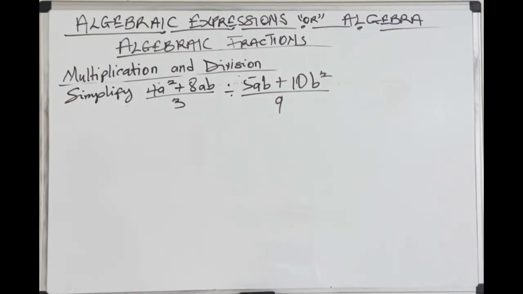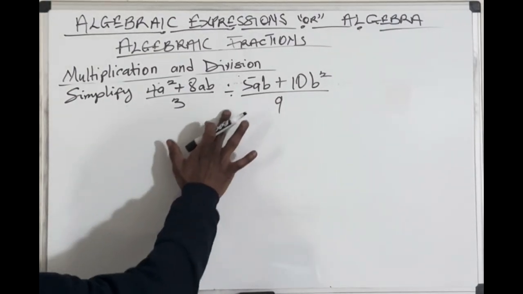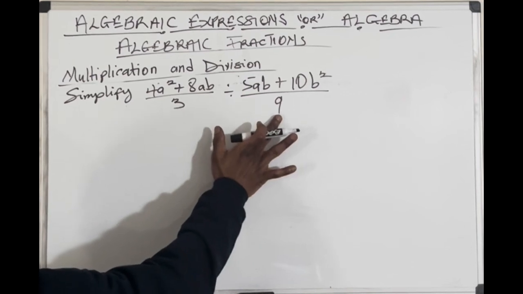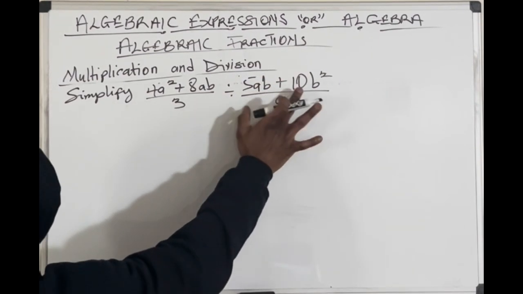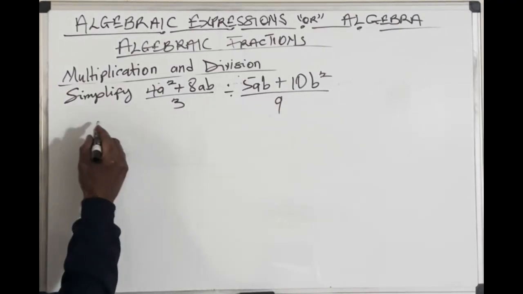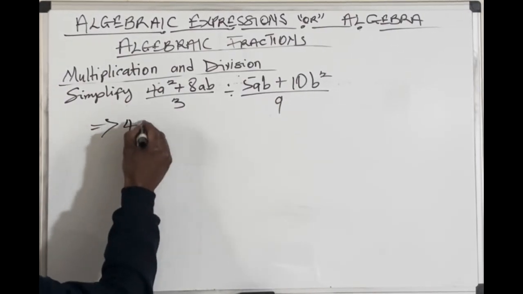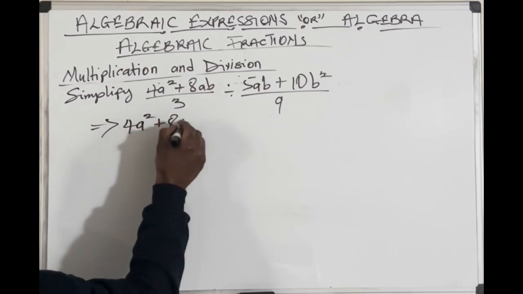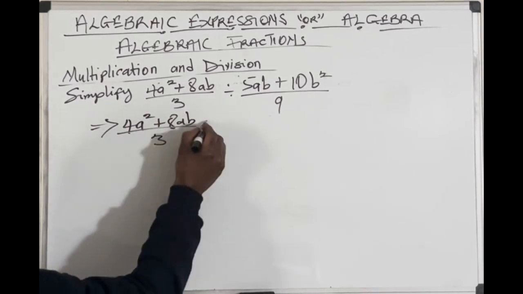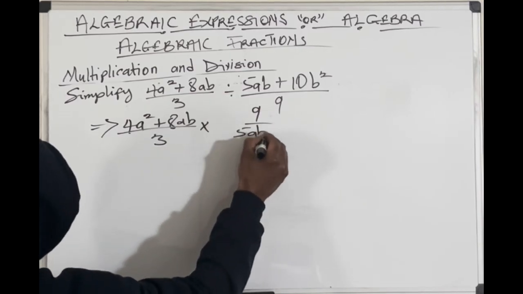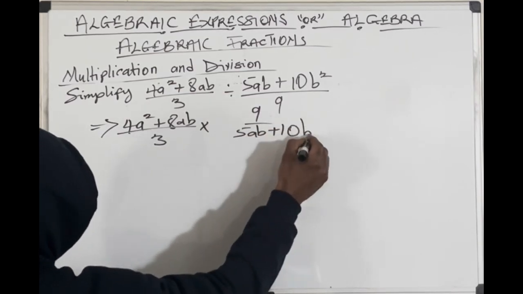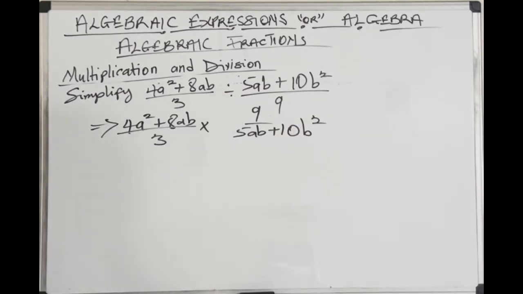Okay, so with this question, we have a division sign here, we change it to multiplication, and then invert this 9 to be the numerator, and then 5ab plus 10b squared to be the denominator. So we have 4a squared plus 8ab over 3 times 9 over 5ab plus 10b squared. Next, we have to jump to factorization.